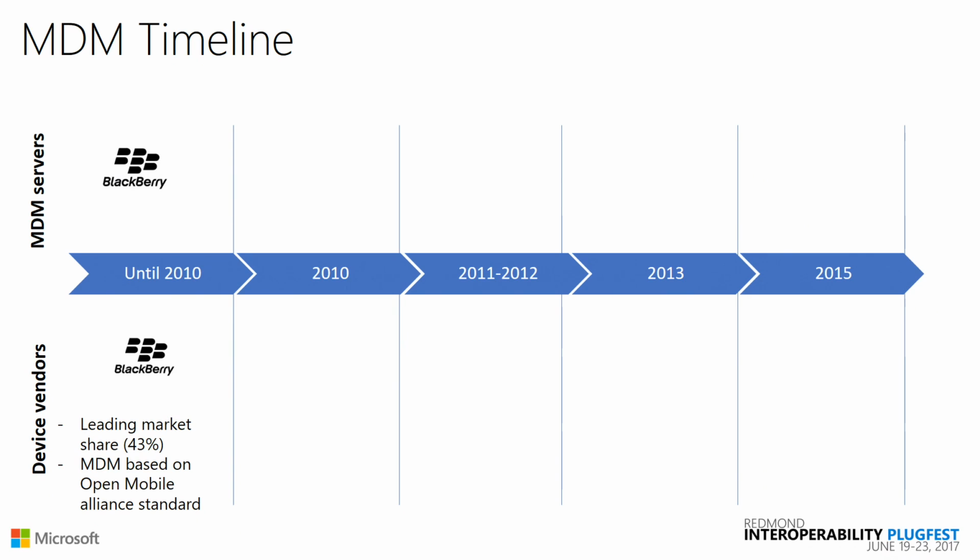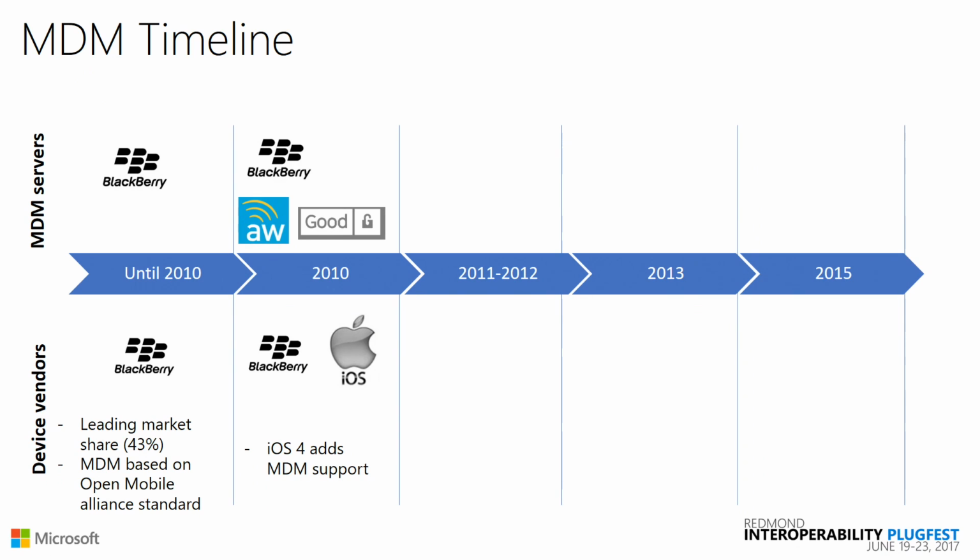And all of that roughly changed in 2010, like most of the rest of the mobile industry, when iOS came out, and with iOS 4, they added MDM support. Now all of a sudden you have this popular smartphone that implements MDM, and with the introduction of the iPhone implementing MDM, you have MDM servers, in addition to BlackBerry, start coming into the market. So we have players like AirWatch and Good come in, and they're also offering MDM servers.